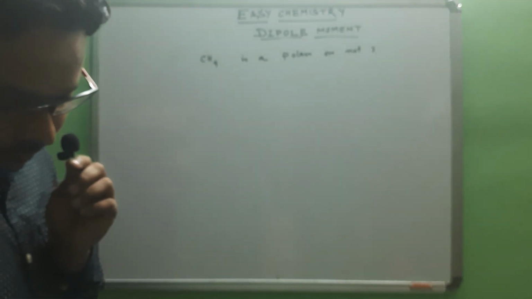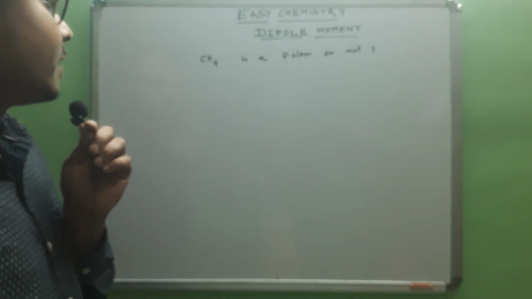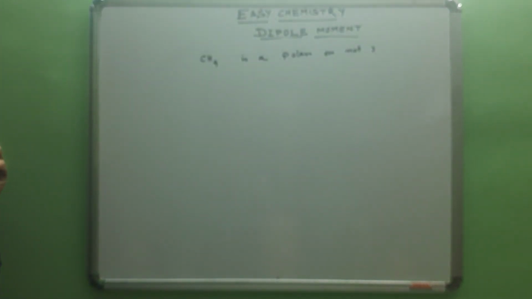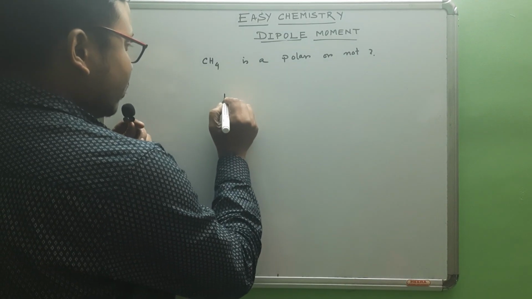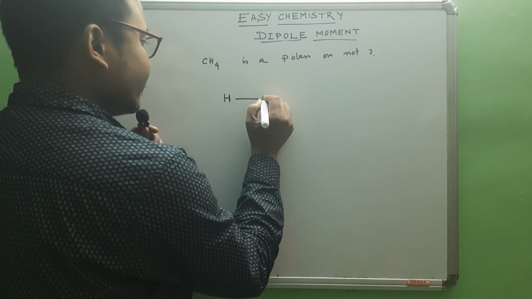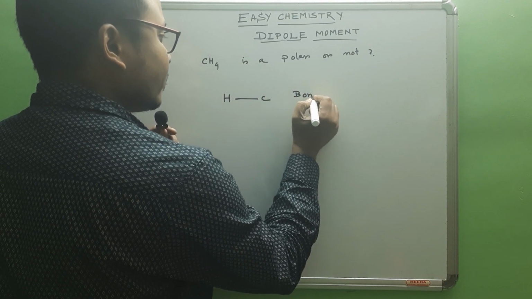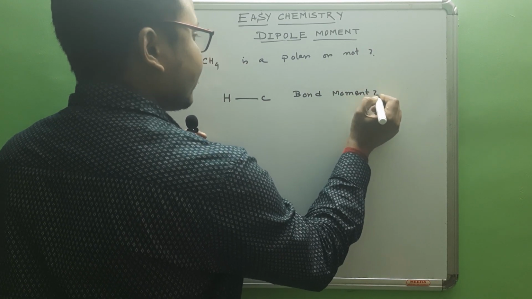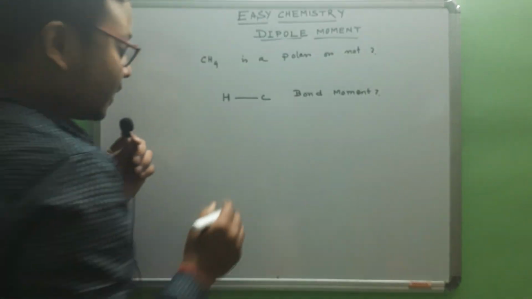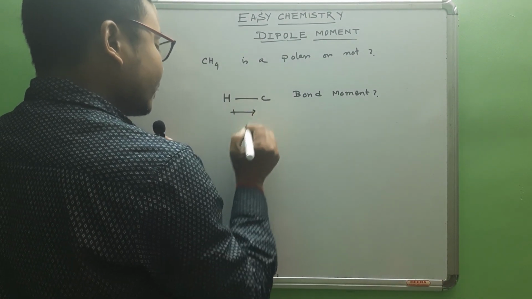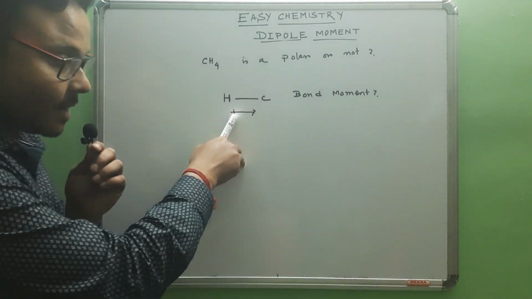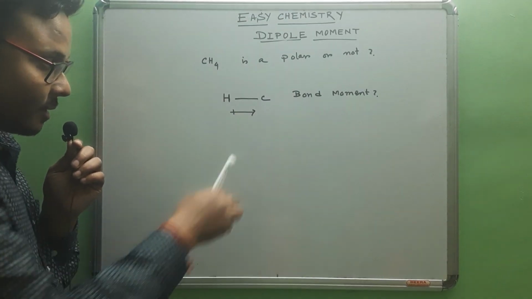Before going through the polarity of CH4, my dear students, you should know the bond moment of CH. What will be the bond moment? The direction of the bond moment of CH is from H towards carbon.